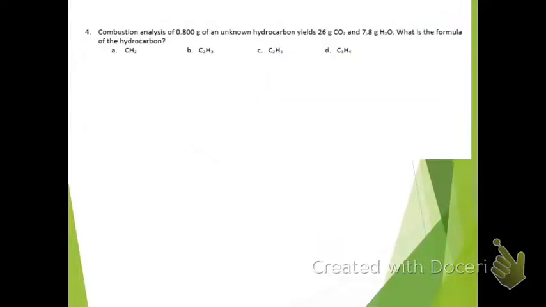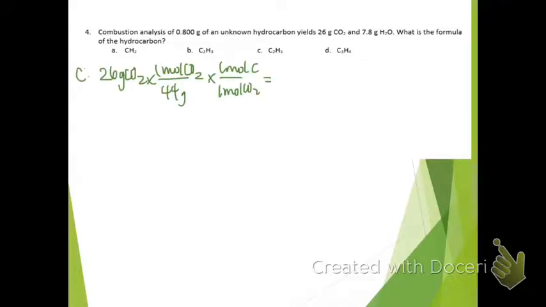On number 4, we have 0.8 grams of an unknown hydrocarbon. We're making 26 grams of CO2 and 7.8 grams of water. This hydrocarbon only contains carbon and hydrogen, as we can see from our answer choices. So we're still starting with the same steps, finding our moles of carbon and our moles of hydrogen that were produced, because moles of carbon and hydrogen that are produced within the CO2 and water is equal to the moles of our original hydrocarbon.